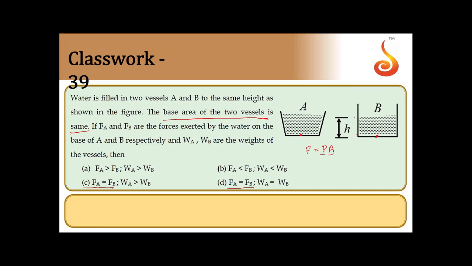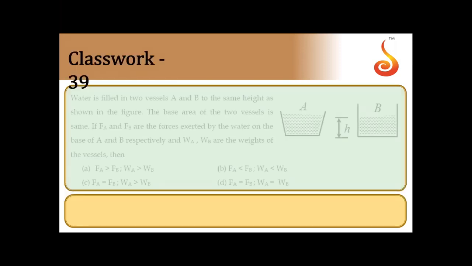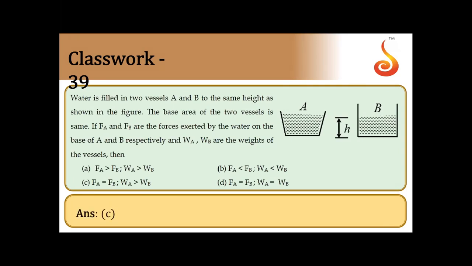Now, notice one thing, base areas are same, but the volume of this vessel is greater than the volume of this vessel. So, this accommodates more amount of water than in this case. So, obviously weight of water in A is greater than weight of water in B. So, it should be option C. So, it is not option D. So, that is option C.